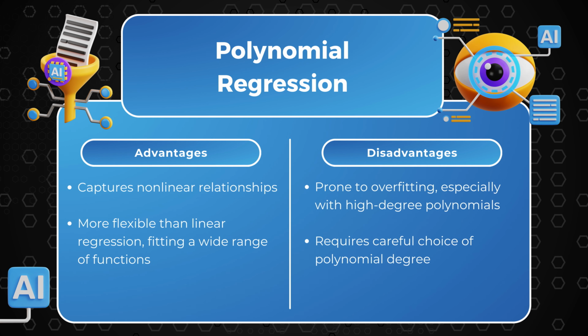Polynomial regression. Advantages: captures nonlinear relationships in data. Again, more flexible than linear regression. Can fit a wide range of functions. Disadvantages: prone to overfitting, especially with high-degree polynomials, and it requires careful selection of polynomial degree.